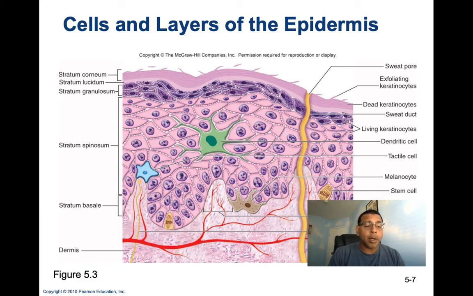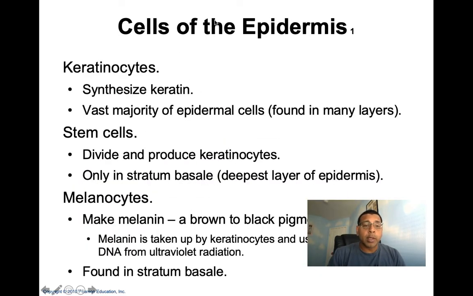Next, then we have our keratinocytes. Now, when we talk keratinocytes, we'll see our keratinocytes are going to be the most numerous cell type. And their function is that they synthesize this fibrous protein called keratin. Keratin is going to give the epidermis its protective properties. It protects the epithelial cells from damage.